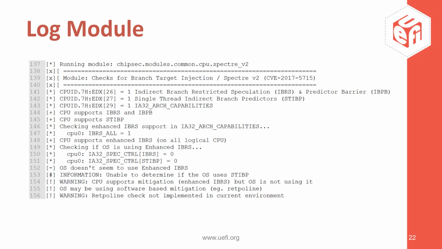One of the modules being run here, in this case, is giving us a warning because the CPU supports mitigation, but the OS is not using it, as shown on line 154. This warning is because Chipsec is dependent on the testing environment. So while the CPU supports mitigation, we don't actually have an OS running right now. We're on the EFI shell, so the warning is expected behavior.